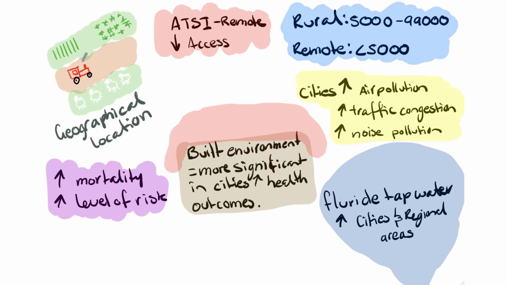And so it's important to understand that an individual's geographical location, regardless of whether they're remote, can actually have an impact on their health. So people living in regional and city areas are exposed to health risks that people in rural and remote areas aren't exposed to, and vice versa. So when we look at rural and remote populations, a rural population has somewhere between 5,000 and 99,000 people living in that town or that area, and then a remote population has less than 5,000 people living in the area.